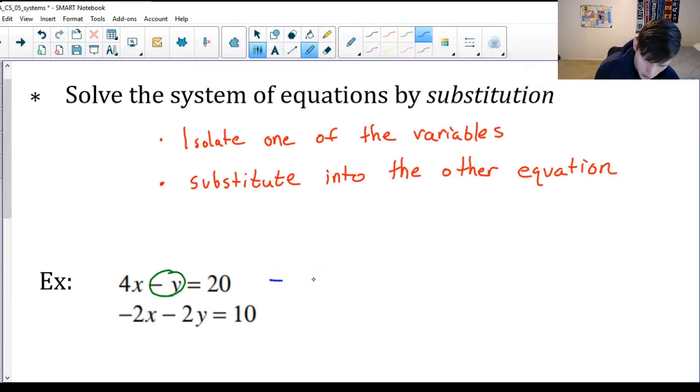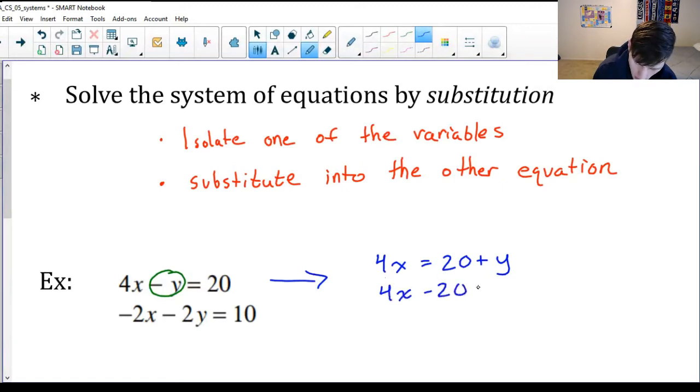So I'm going to take this equation and rearrange it. First I'm going to add y to both sides to move the y over to the left, and then subtract 20 from both sides to get 4x minus 20 equals y. Great. So I now have y equals this mess. Yeah, not mess, not that bad. 4x minus 20.